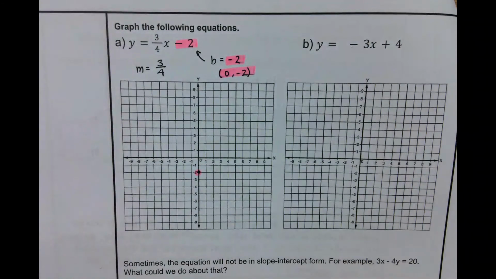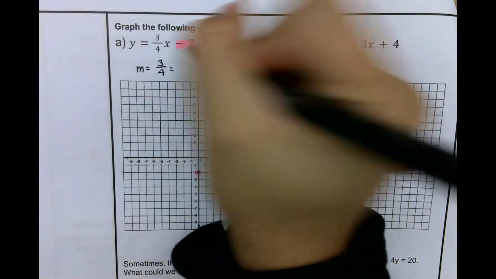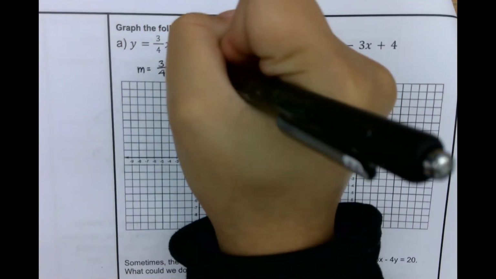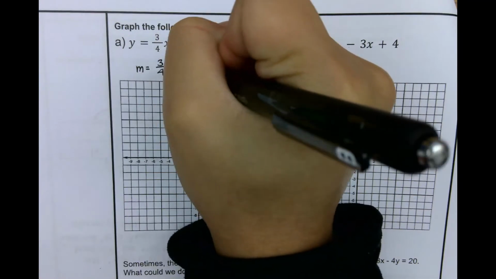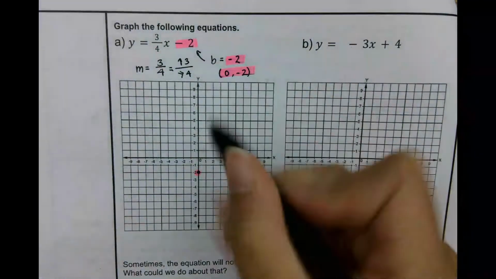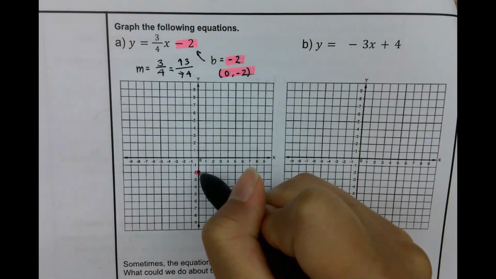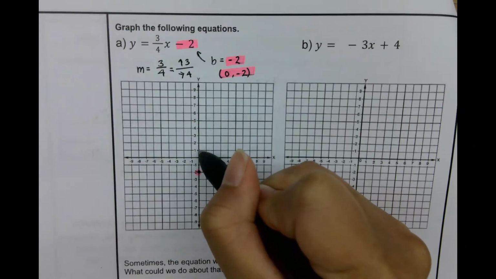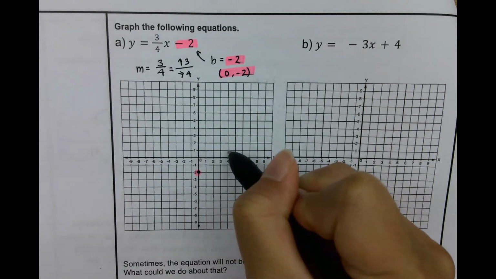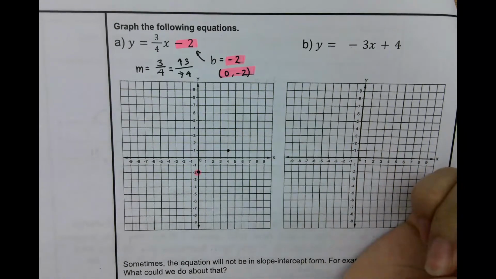Then I'm going to use my slope to get my next point. Since this is positive, I'm going to move up 3 and then always to the right. From this point, I'm going to go up 3: 1, 2, 3, and to the right 4: 1, 2, 3, 4. And then I'm going to connect the dots.